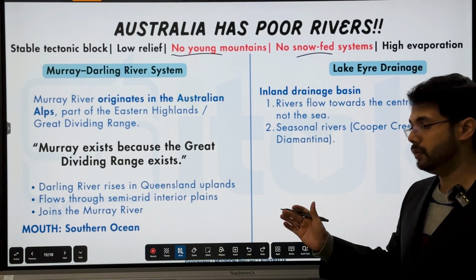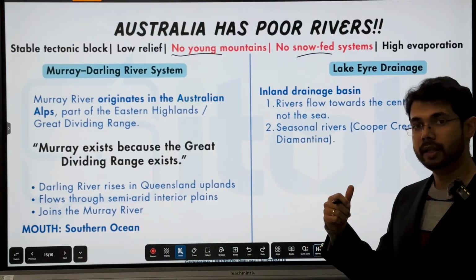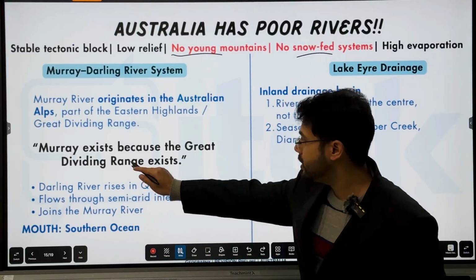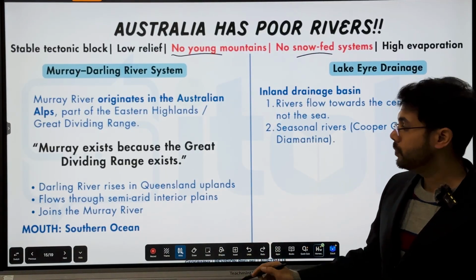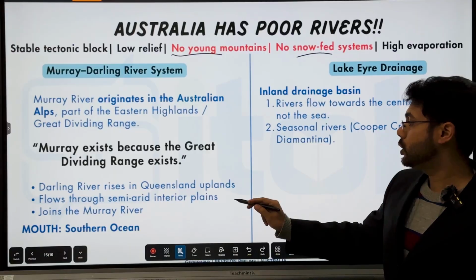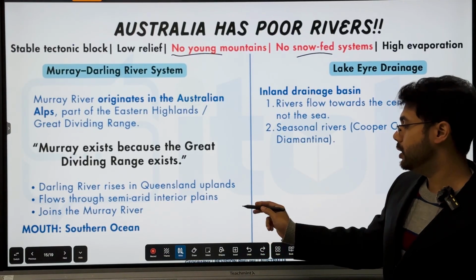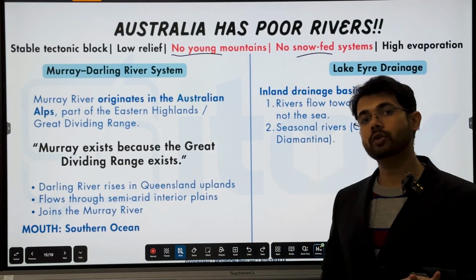It's southern Australia. We will discuss the seas and coasts of the entire region of Oceania in the next lecture. So just remember, Murray exists because the Great Dividing Range exists, of course. Darling River is actually a tributary of the Murray River, and it flows through semi-arid interior plains, joins the Murray River, and the mouth is the Southern Ocean, more specifically the Great Australian Bight.